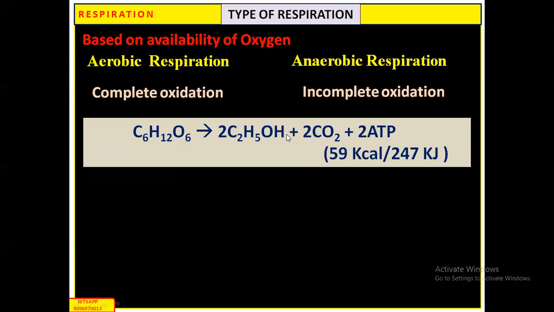And one more thing, during anaerobic respiration, an organic substance is produced. Means here the complete breaking of the organic substrate is not carried out. Some part of the substrate is converted into an organic molecule. And therefore, during this incomplete oxidation, less energy is produced. Only 2 ATPs are produced.